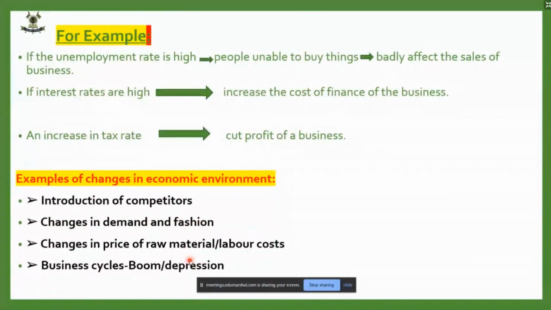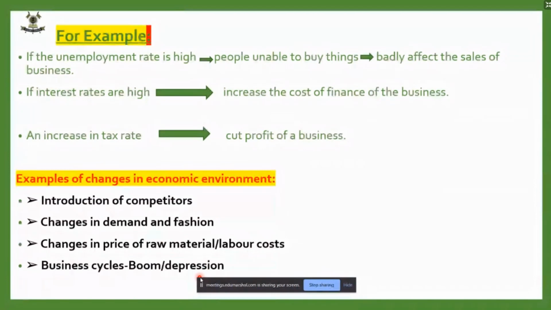So boom and depression, this is how we call them business cycles, because in economics, when you show them through bar graphs or rate diagrams, you show boom with the arrows going up, and depression with the arrows going down.